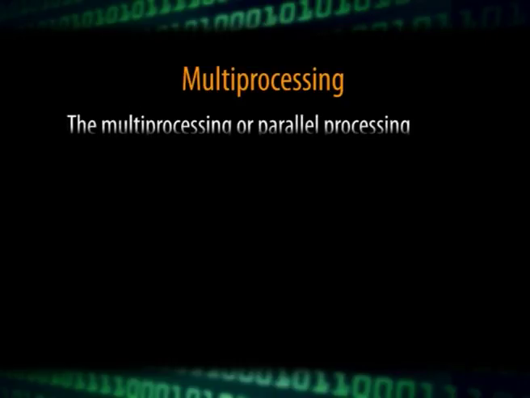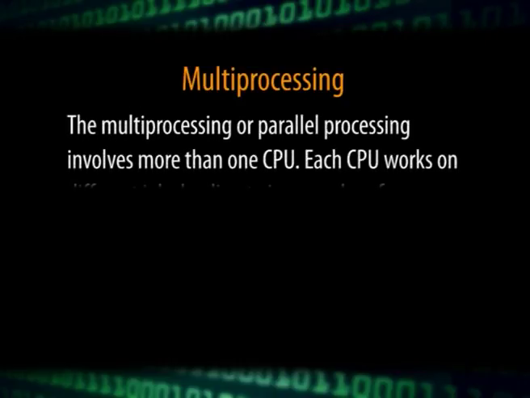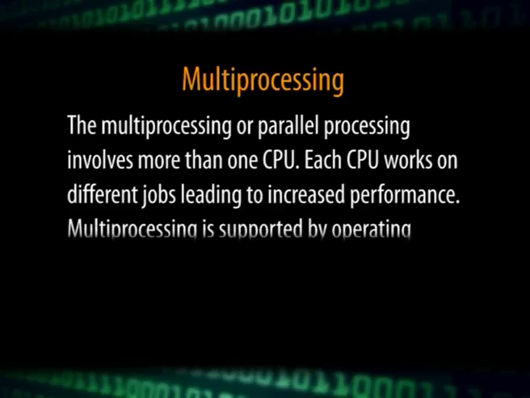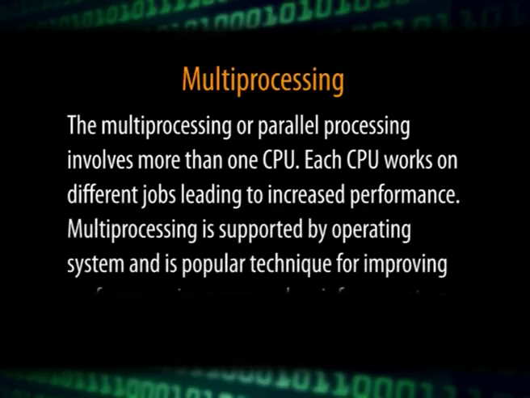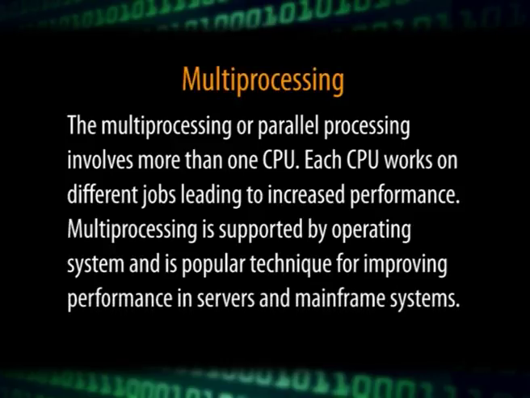The next technique to improve the processing power is to have more than one processor in a computer system. This technique is called multiprocessing or parallel processing. The multiprocessing or parallel processing involves more than one CPU. Each CPU works on different jobs, leading to increased performance or increased throughput. Multiprocessing is supported by the operating system and is a popular technique for improving performance in servers and mainframe systems. Although, the presence of multiple cores in a single CPU nowadays brings multiprocessing to the desktop system also.